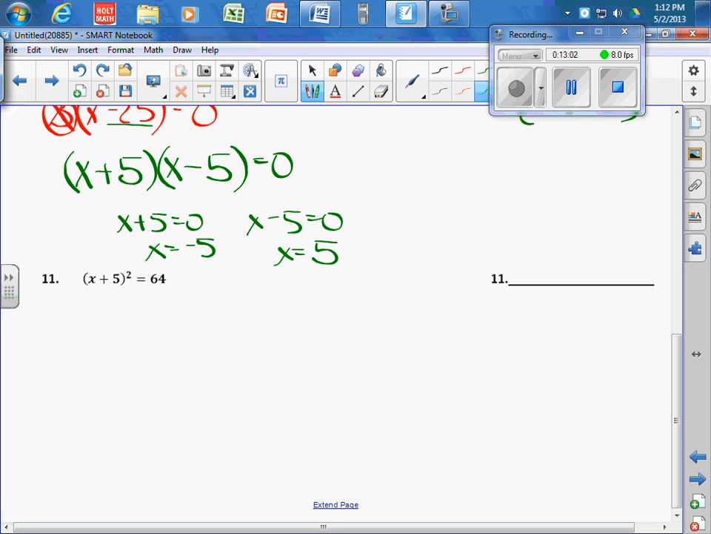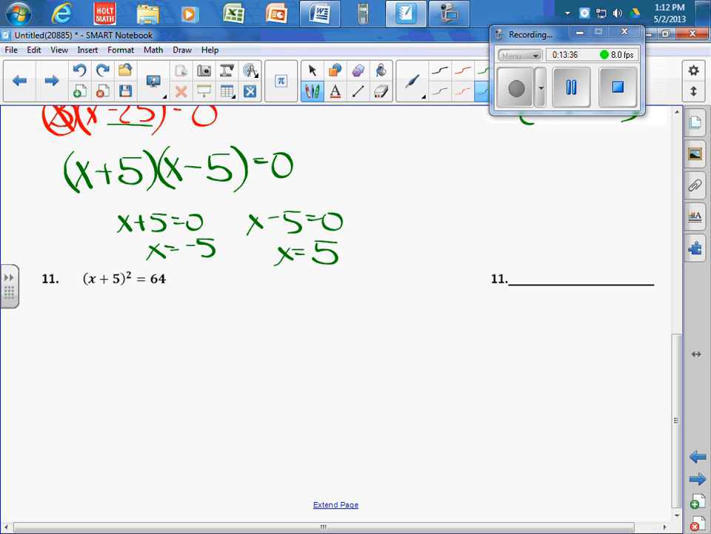Now, number 11. You've got an option here. You could FOIL the left side, subtract 64 to get 0, and go from there. Not a problem. It would be factorable. You wouldn't even have to use a quadratic formula, although you could. But I'm going to take a shortcut here. Notice how we have the left side is squared. And I also have a perfect square on the right side. This makes it really, really simple.